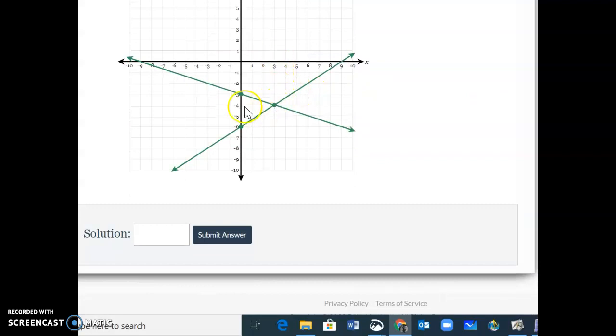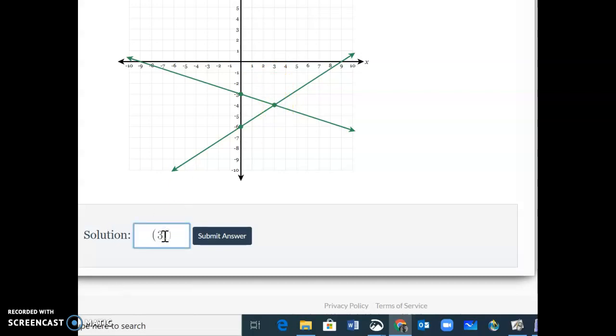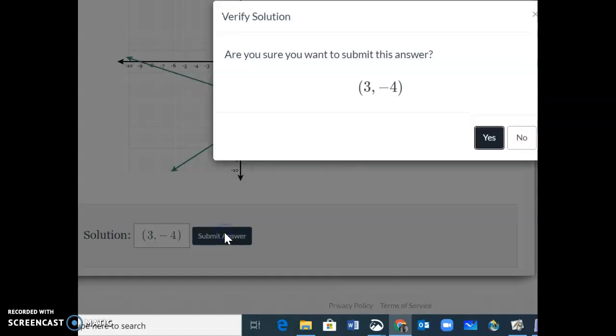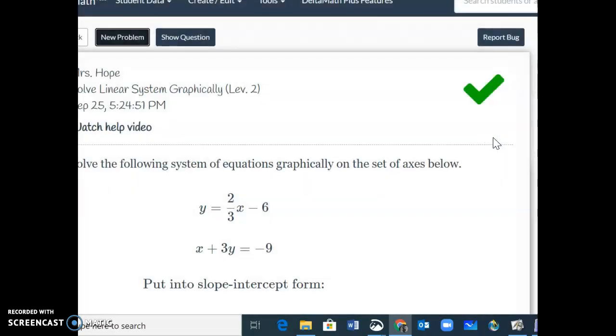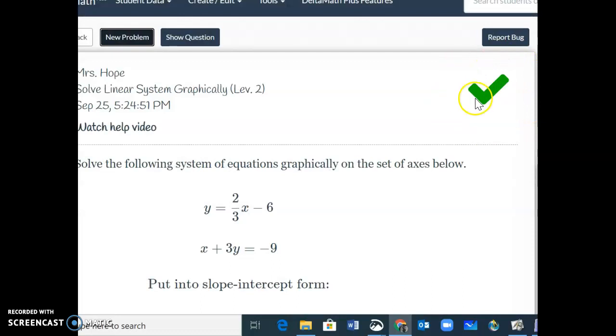All right, let's find the x and the y coordinates of that point. Okay, so you guys look at that. What is the x coordinate of this point? Right, the x coordinate is 3. So I'm going to put that in there first. And then the y coordinate of -4. Click submit. Yes, let's give it a try. And we got it right, so that's good.